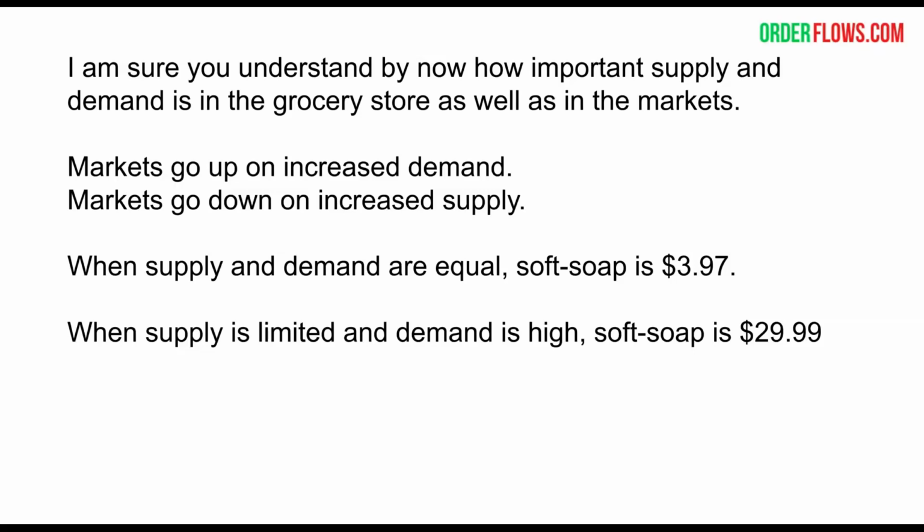You can see how it applies in the grocery business, but the same thing applies in the markets, right? Markets go up on increased demand. Markets will go down on increased supply. When supply and demand are equal, soft soap is $3.97. When supply is limited but demand is high, soft soap is now $30.